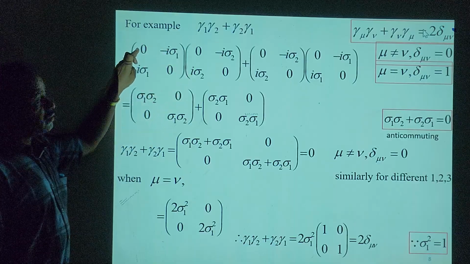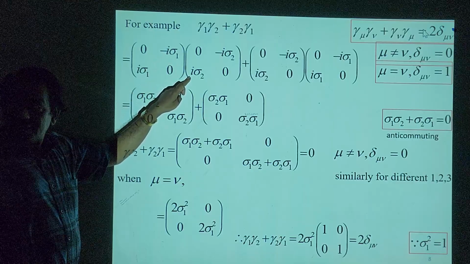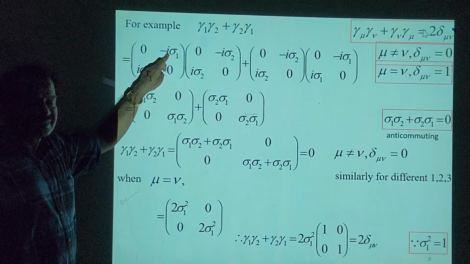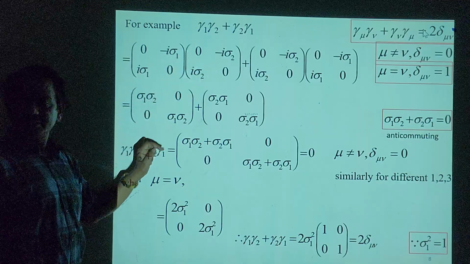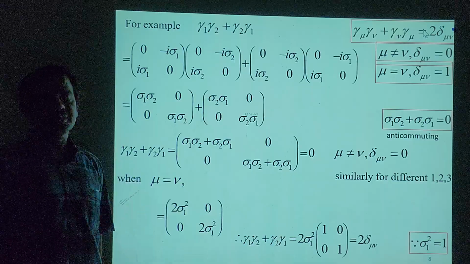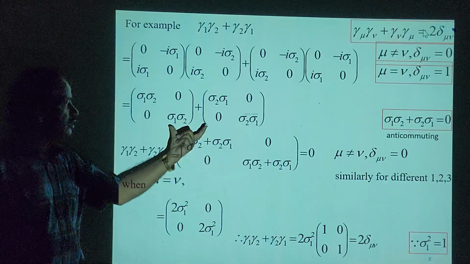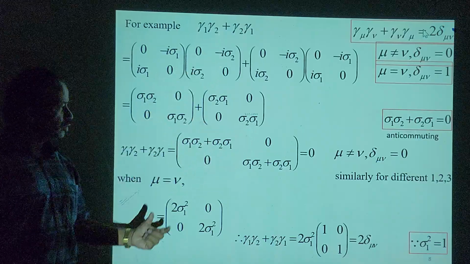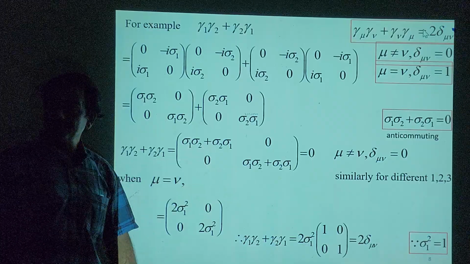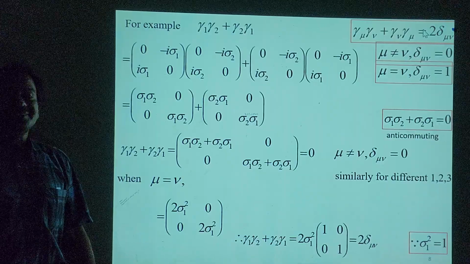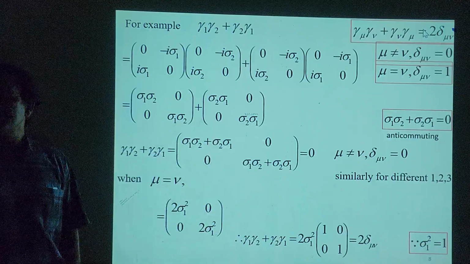First term will be 0 minus i sigma 1 multiplied by i sigma 2. i squared is minus 1, so already one minus is there, so plus sigma 1, sigma 2. The next term will be 0, and the next term will be sigma 1, sigma 2. Similarly, for BA you get sigma 2, sigma 1, 0, 0, sigma 2, sigma 1. You add these two and get the answer. What is sigma 1, sigma 2 plus sigma 2, sigma 1? It is 0. So 0, 0, 0, 0. The answer is 0 if mu is not equal to nu.